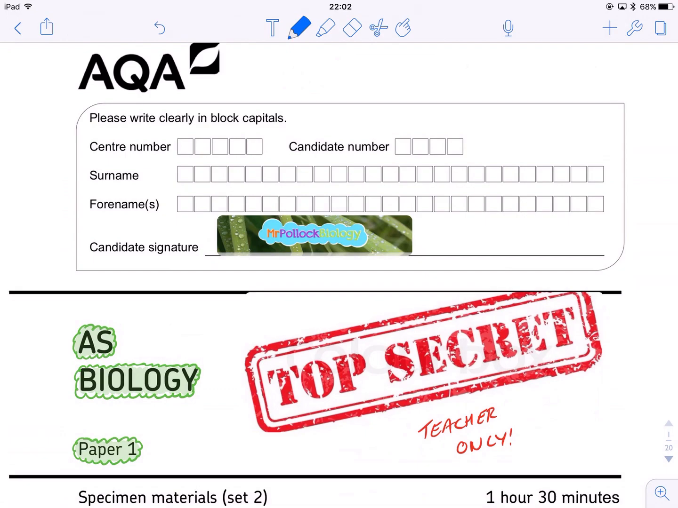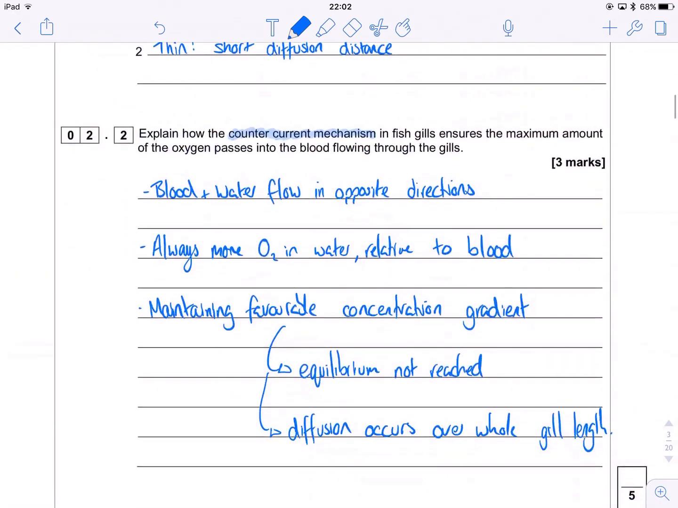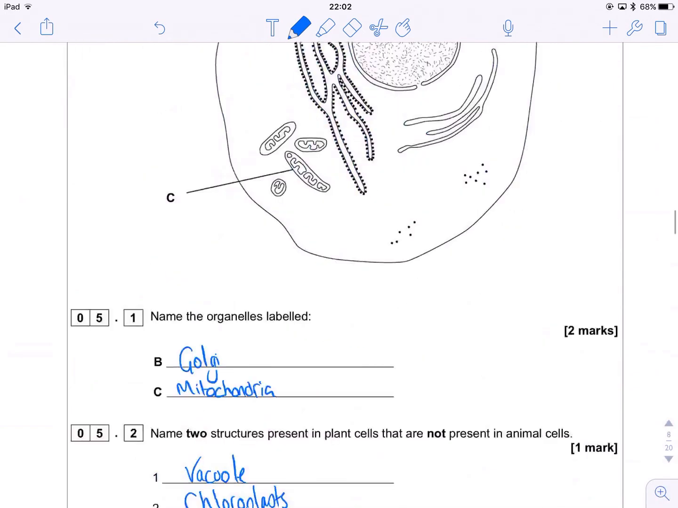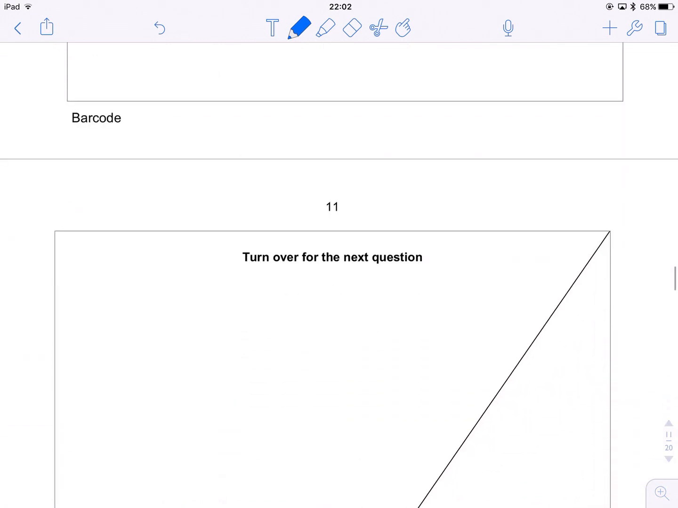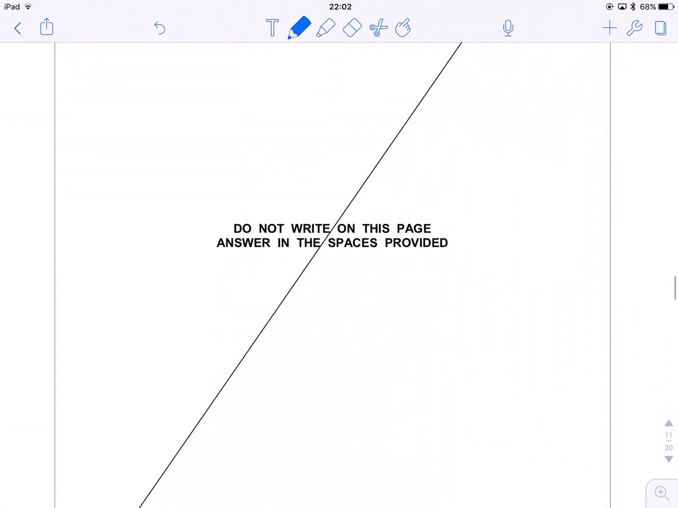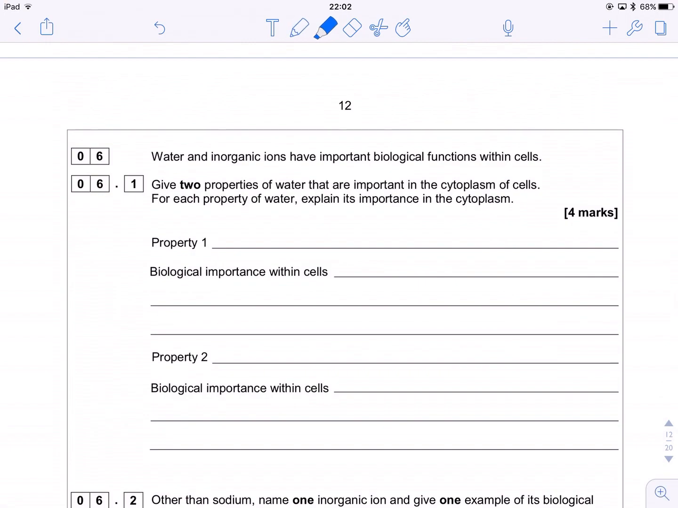This is question 6. We've done loads and loads of stuff, but let's get stuck into what question 6 is about: water. So a biological molecules question to begin with. This is all fact recall. It's really, really short, snappy facts, but this question is a bit strange. So we say, water and inorganic ions have important biological functions within cells. Give two properties of water that are important in the cytoplasm of cells and explain its importance.